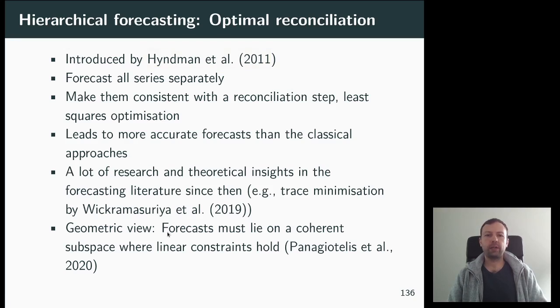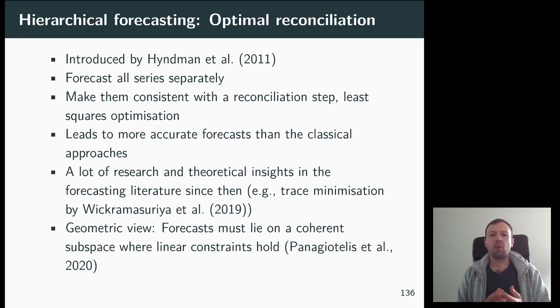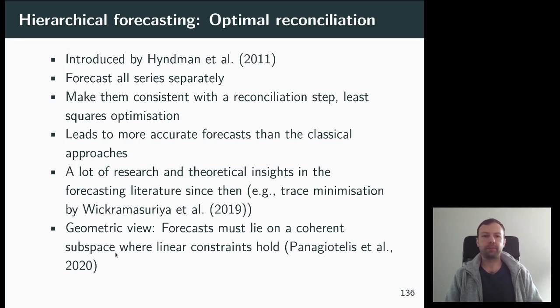And since 2011, a lot of research and theoretical insights have appeared in the forecasting literature. So, for example, there has been this paper about trace minimization. That is a very important one. And also recently, people have started to develop a geometric view of hierarchical forecasting, where they basically say forecasts must lie on a coherent subspace where linear constraints hold. So this is still a quite active research area in the forecasting space.